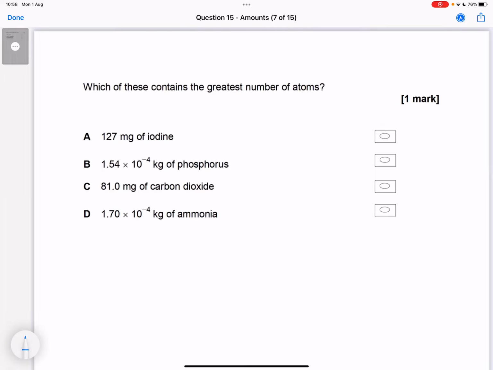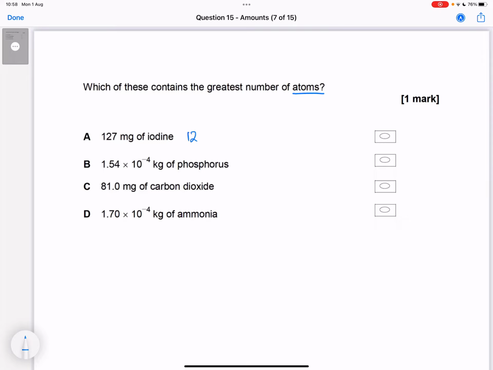So this question says, which of these contains the greatest number of atoms? It might be tempting to try and calculate the number of atoms to see which is bigger, but if you remember that a mole is a fixed number of atoms, all we need to do is find out how many moles of atoms there are. But we do need to be careful and watch out for that word atoms.